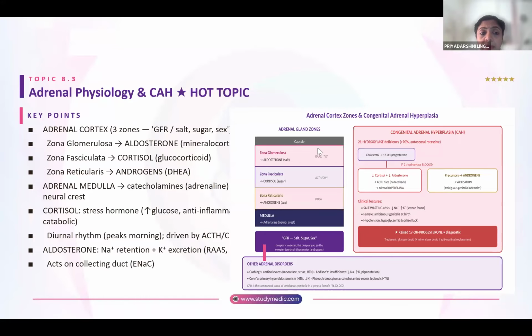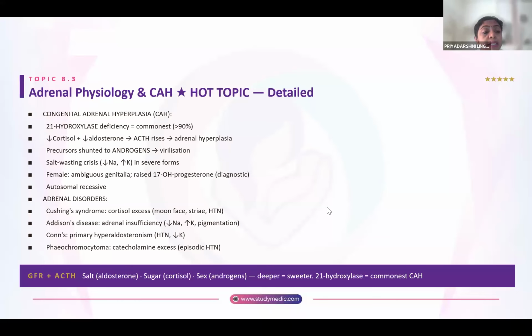So this is about the basic pathology in congenital adrenal hyperplasia. So, what are the other adrenal disorders that you should know about? Now, in congenital adrenal hyperplasia itself, you need to understand that the most common is your 21 hydroxylase. The second most common is your 11 beta hydroxylase deficiency.